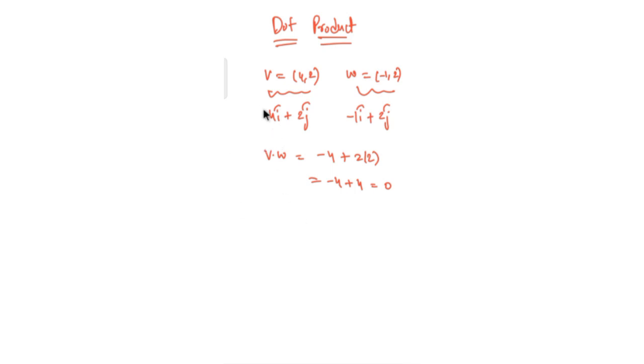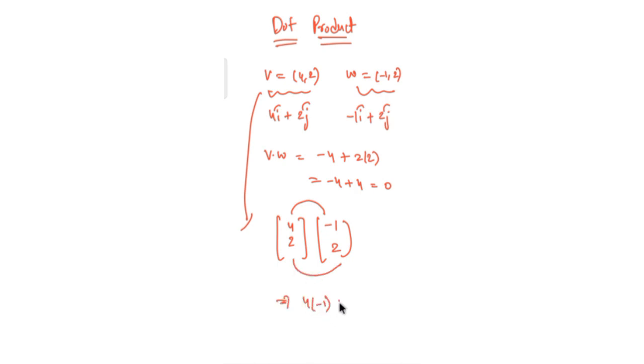We represent this as a column vector, as already discussed. So this is (4, 2), and this is again a column vector (-1, 2). Now you multiply the first terms and then the second terms, so that would be 4 into -1 plus 2 into 2, so it's 0. The same answer. This is how we do the dot product in linear algebra. We actually generalize this.